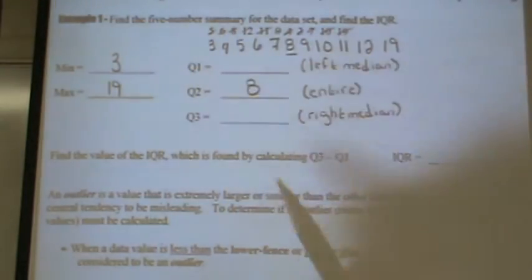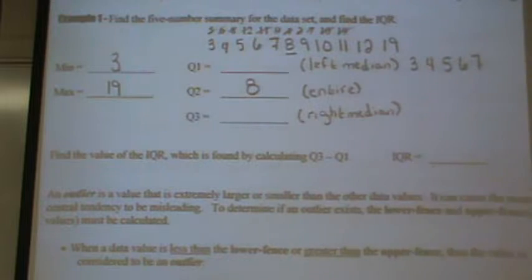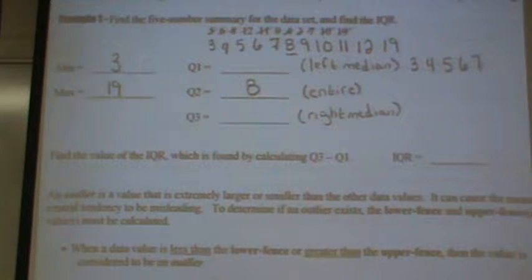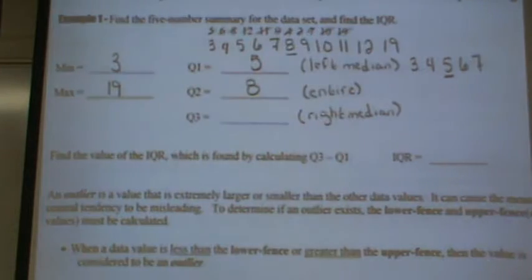So for our Q1 value, we're looking at the left-hand side. So we're looking at 3, 4, 5, 6, and 7 as our left-hand side, and now we have to find the median of that set. So the middle of that set is 5. We have 2 on the left-hand side, 2 on the right-hand side. So our Q1 value is a 5.